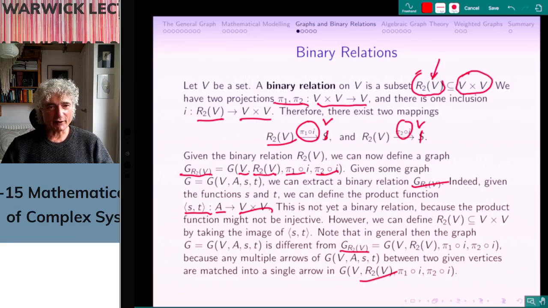So in the general graph, you are very flexible. You can choose the arrow set and the vertex set as you wish. If you base your graph definition on binary relations, then you are more restricted.